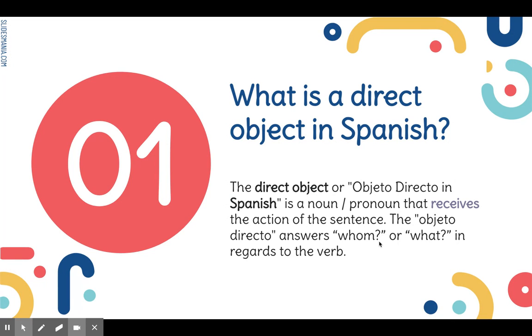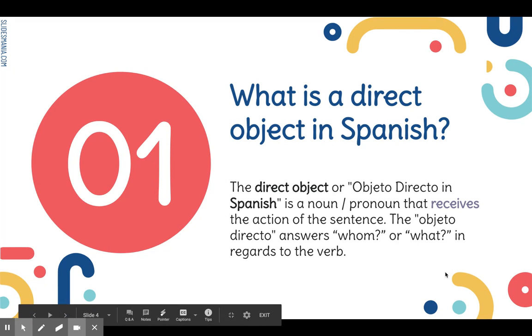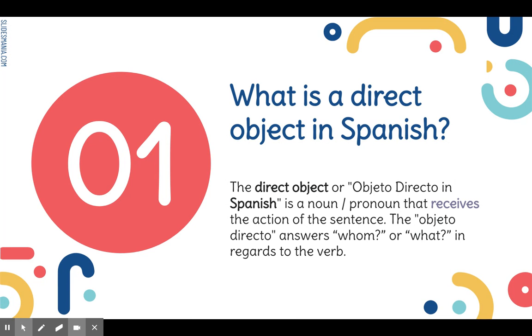So in English, a sentence would be like, Melissa needs a pencil. Melissa is the subject, and the verb is need. And you need to ask yourself, what is it, or who is it, but in this case it's a what, is it that Melissa needs, right? After I ask myself that question, I'll be able to answer it and say she needs a pencil. So pencil is my DO, my direct object, okay?